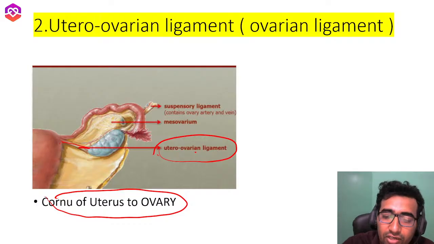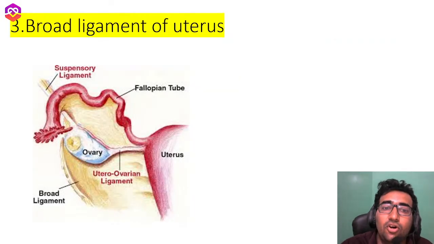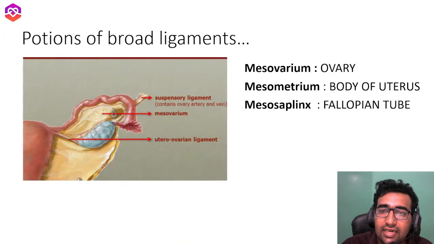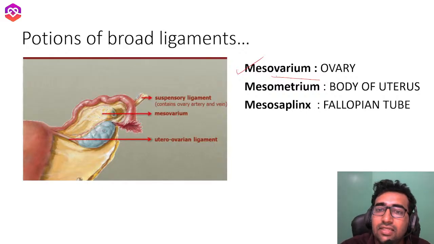The third one I want to discuss under adnexal structures is the broad ligament. This yellow ligament is called the broad ligament. It is very broad. Just as a country has different states, this broad ligament has different regions. I will tell you the different regions of this broad ligament. You can read this. Mesovarium is the part of the broad ligament where the ovary is located.